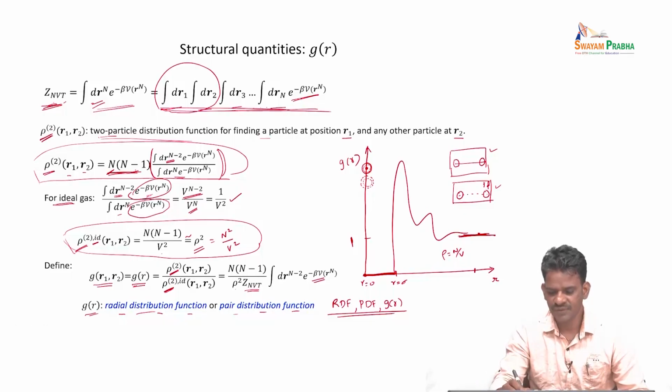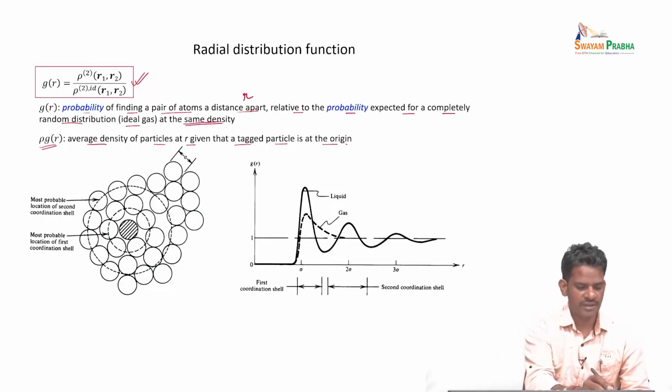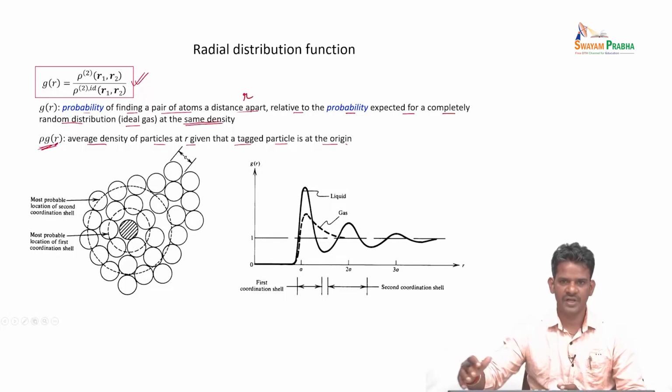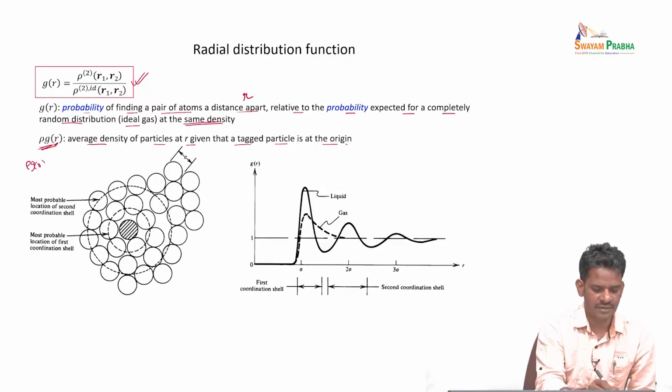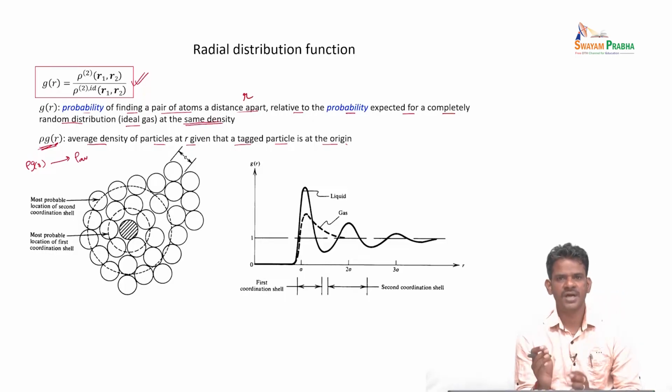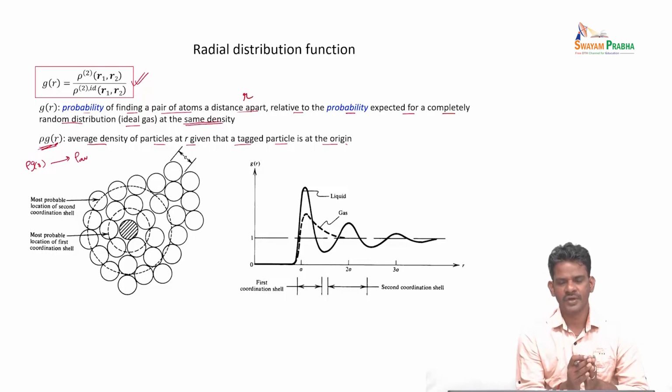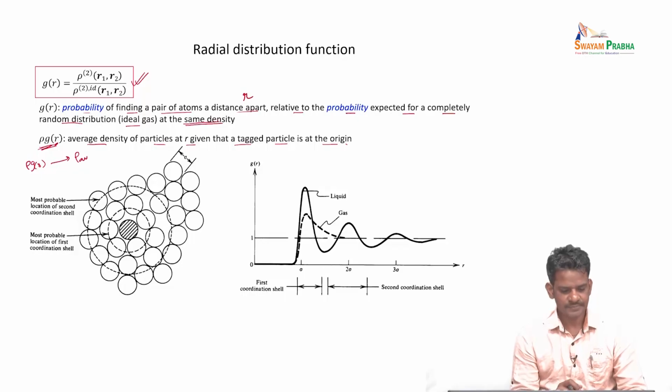So, when you multiply rho with the g, this will asymptotically reach an average density. That is the reason why we say g times rho is the average density at a given r. When r tends to infinity, or a very long distance, rho g of r will approach rho average, whereas at very close distances, because of intermolecular forces, you see a local variation of densities, which we will see shortly.